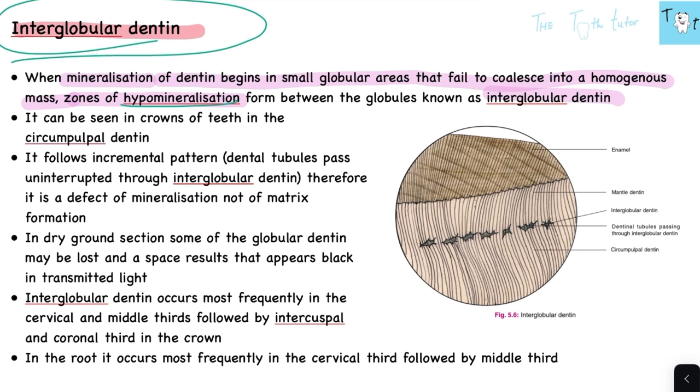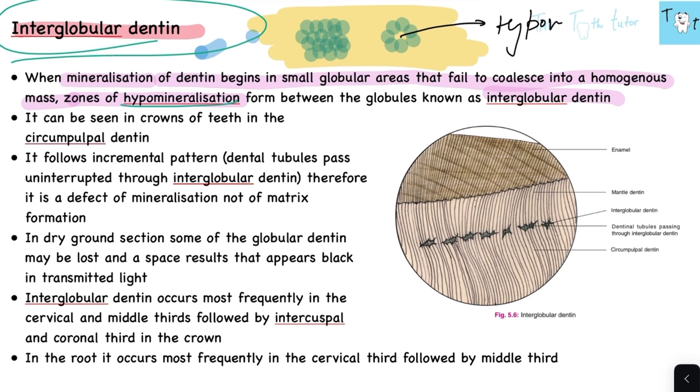So what happens is, I told you about the globular pattern of mineralization. So imagine I have my organic matrix. This is my entire organic matrix and now I am mineralizing it. If I go through the globular pattern, I have these globules, and they are supposed to cohere together. They are supposed to fuse together and form a mineralized mass. So this is what an ideal dentin should look like. But maybe if I have the globules and they didn't fuse properly, so they maybe missed out this area, this hypomineralized area that is just organic matrix is called interglobular dentin.